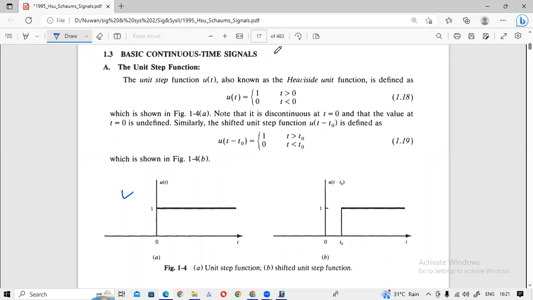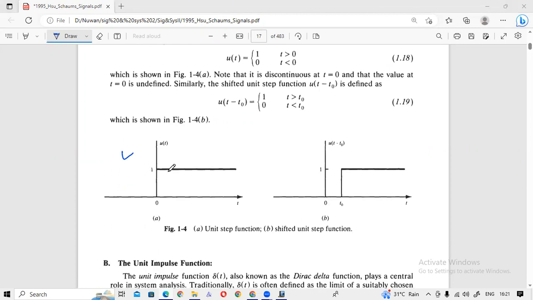Okay. Okay now. Ah, this one. Okay, okay. Okay, this one. Very good. Mm, okay. So this is the unity step signal.